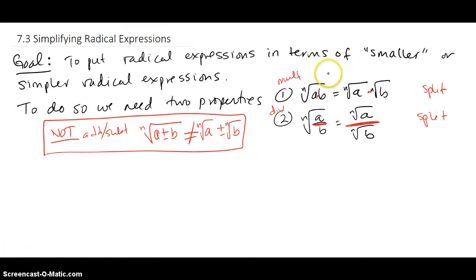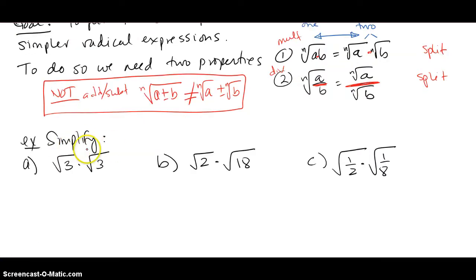I also want you guys to know that you can go in both directions. You can start with 1 and put it in two separate pieces, or you could start with 2 and go back to 1. So you could go in this direction, split it, or start with the 2 and put it back into one radical squished together. Let's look at some examples applying these two properties.